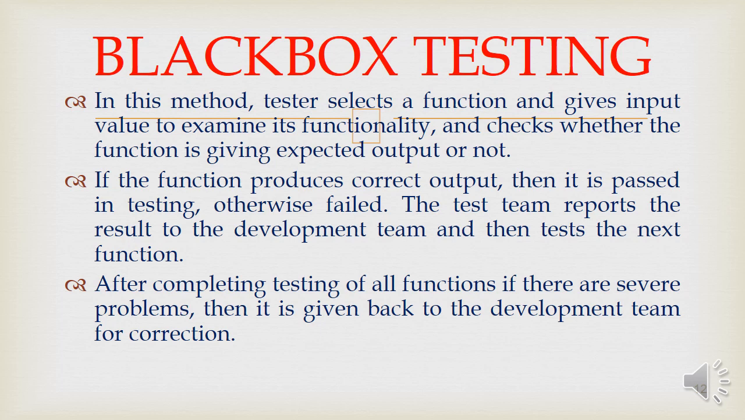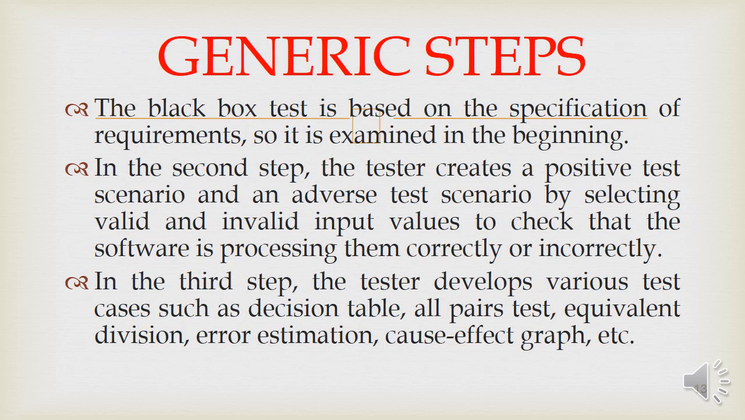After testing all the functions, if there are severe problems, it is given back to the development team for correction. So what are the generic steps involved? First, the specification of the requirements is examined in the beginning itself. In the second step, the tester creates a positive test scenario and an adverse test scenario by selecting valid inputs and invalid inputs to check whether the software processes them correctly or incorrectly.